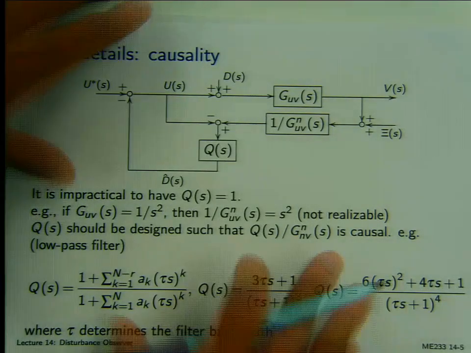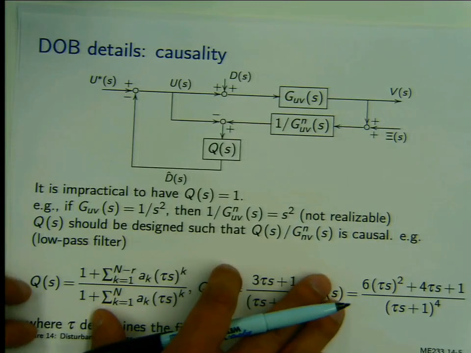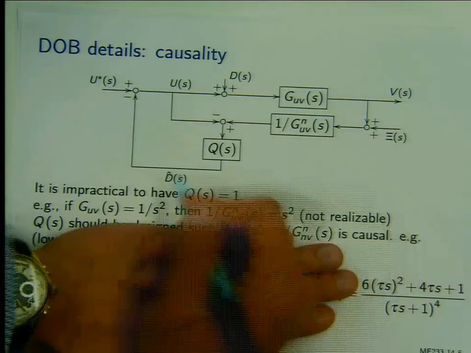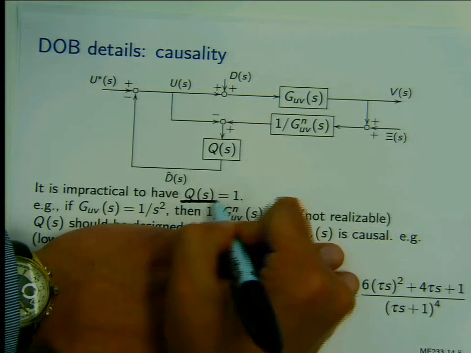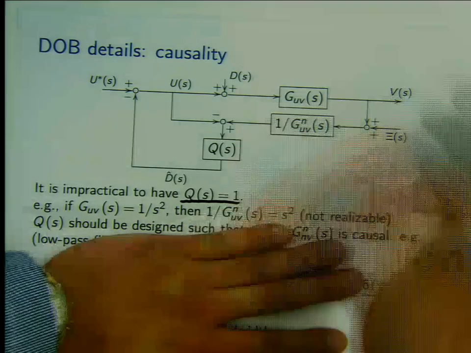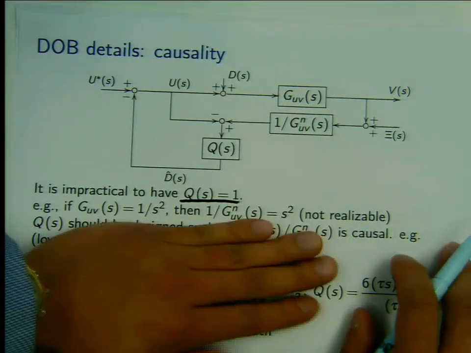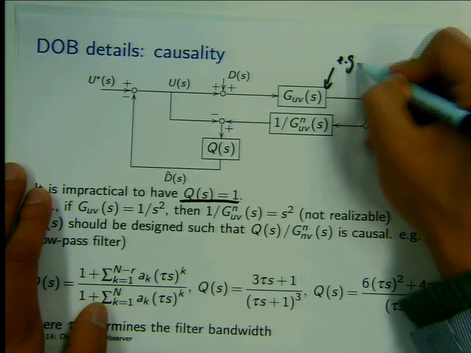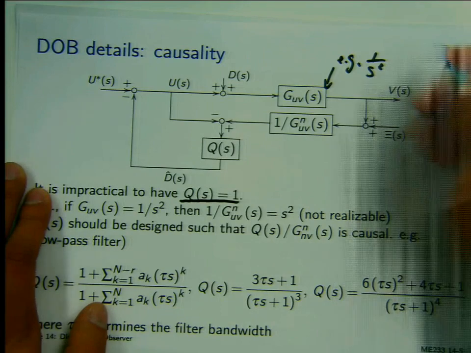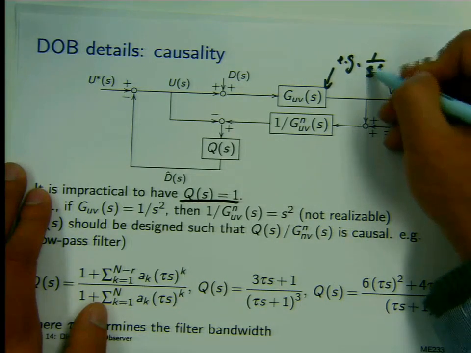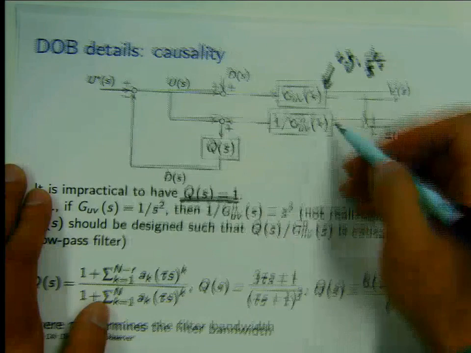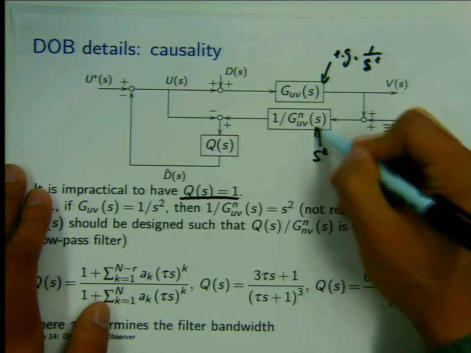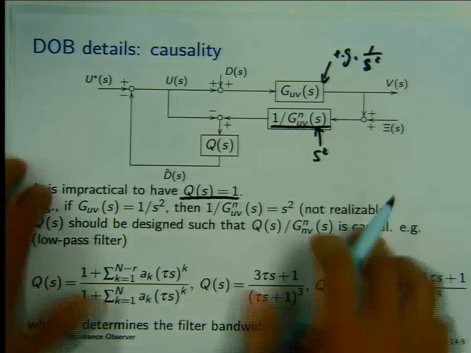Let's see some details. We will talk about one detail today and then talk about the remaining details next time. So remember, I assumed Q of S to be 1 for this intuition here. Now, think about what will happen in practice. Suppose my plant is a simple plant, a double integrator. This is very common for mechanical systems, for motion control. Then 1 divided by the nominal plant is going to be S squared.